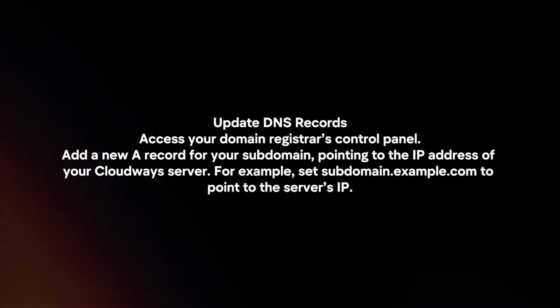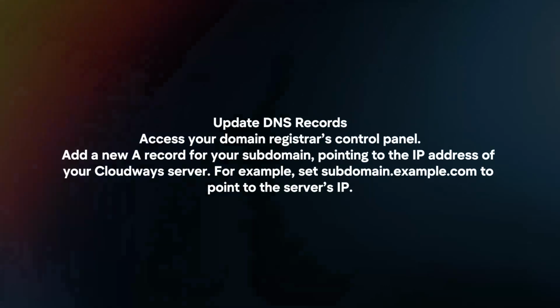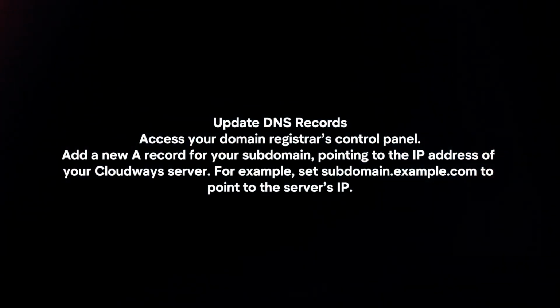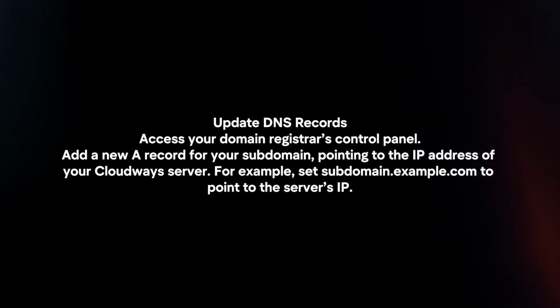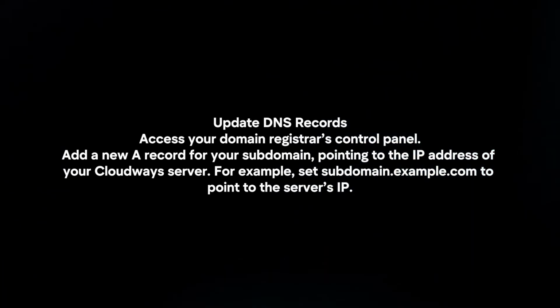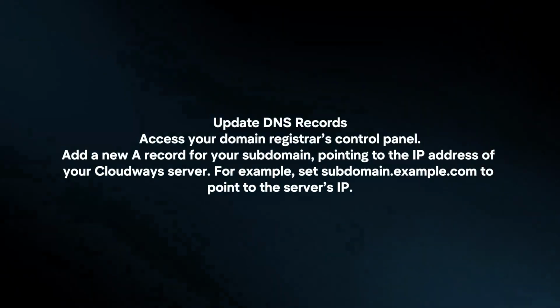Update DNS records. Access your domain register's control panel. Add a new A record for your subdomain, pointing to the IP address of your Cloudways server. For example, set subdomain.example.com to point to the server's IP.